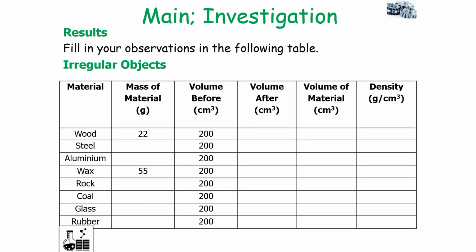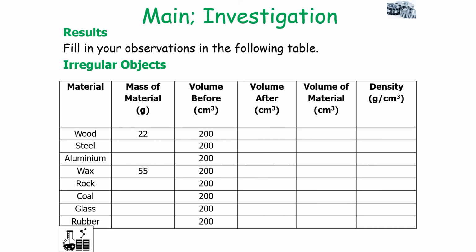All those different materials. You would then fill in your observations in the following table, so you can work out the mass of the material by using the balance. The volume before would always in this investigation be 200 centimeters cubed. You can then measure the volume after, then you can work out the volume of the material because it's the difference in the volume measurements, because that's how much water has been displaced. The density is equal to the mass of the material divided by the volume.